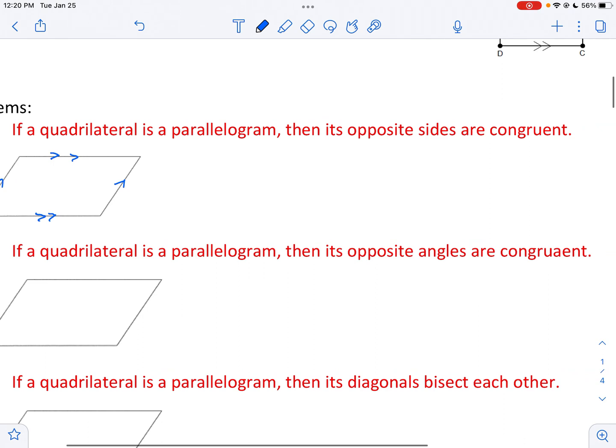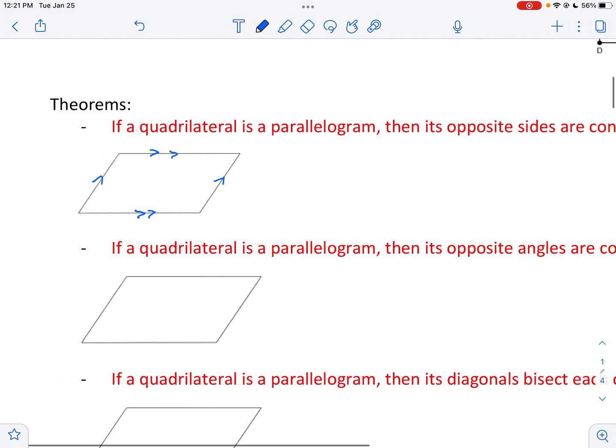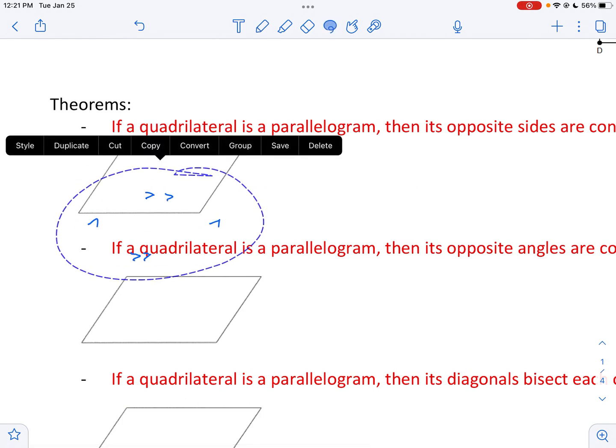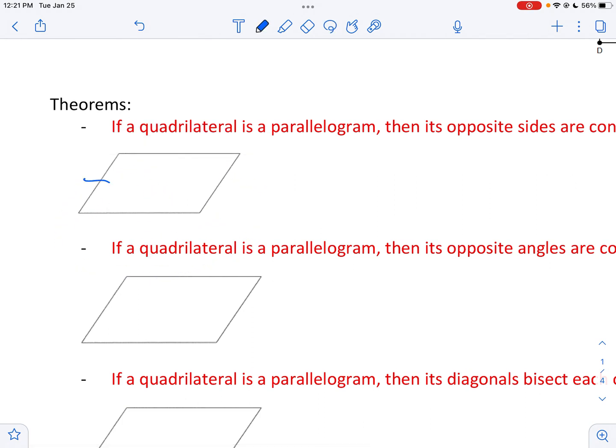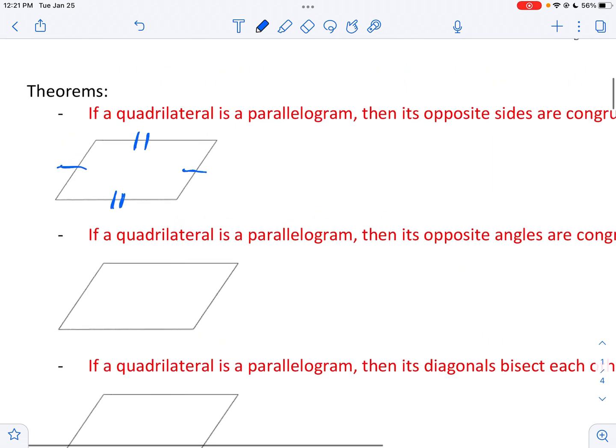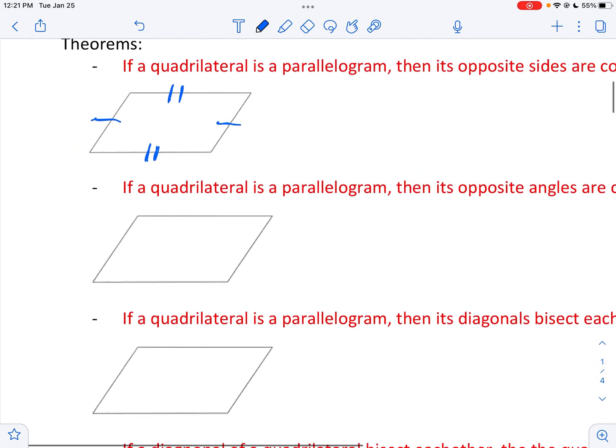If it's a parallelogram, then opposite sides are congruent, meaning, I'm going to take these marks off real quick, this side over here is the same length as this one. And also this bottom side here is the same length as the top one. So I'm going to add these congruent marks, little tick marks in the side. So that's one property. That's going to show up. We'll see an example of that.